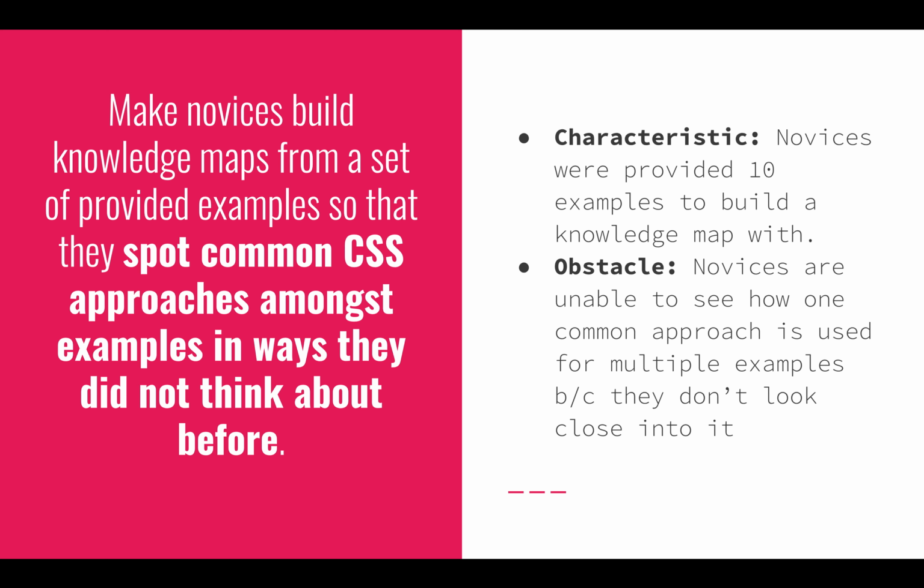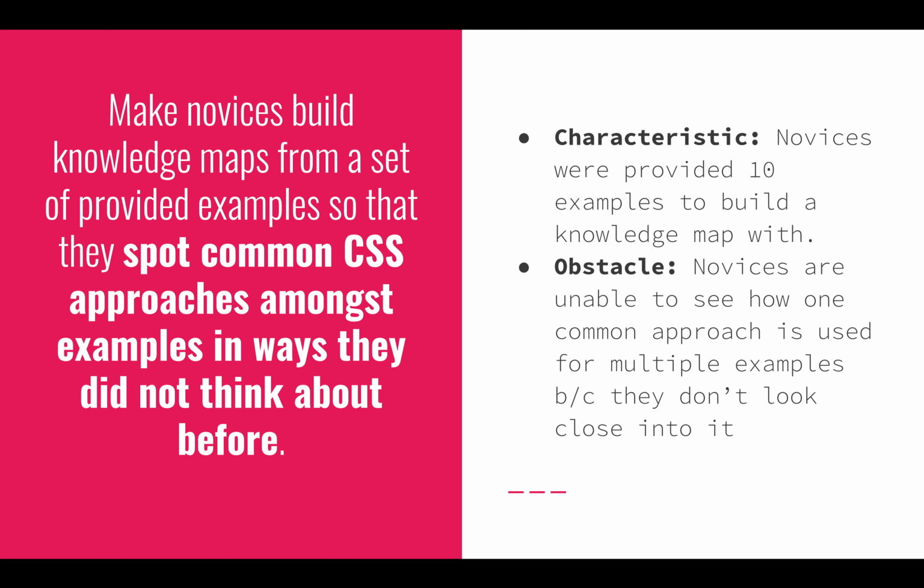My first design argument is to make novices build knowledge maps from a set of provided examples so that they spot common CSS approaches amongst examples that they would not have noticed before building the knowledge map. In the context of my prototype, the novices were provided 10 web feature examples along with the CSS code and were told to build a knowledge map with them. And the pre-test and the post-test, which you'll see later on, we checked which of the connections they spotted or not before and after.